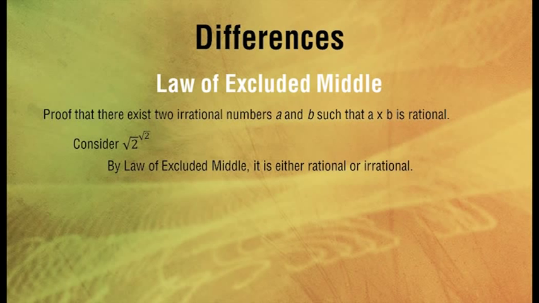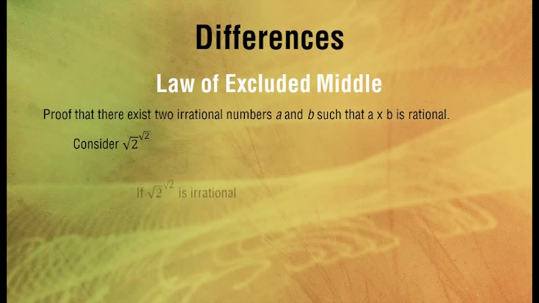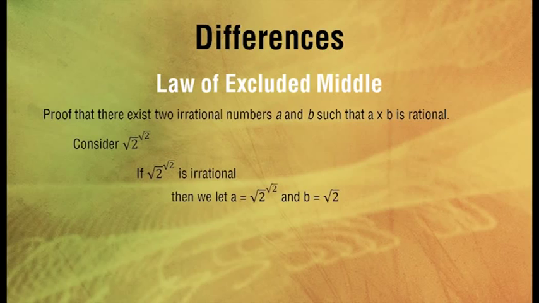If it is rational, the proof is complete, and A equals square root 2 and B equals square root 2. But if square root 2 to the power of square root 2 is irrational, then let A equal square root 2 to the power of square root 2, and B equal square root 2. Then, A to the power of B equals square root 2 to the power of square root 2 to the power of square root 2, which equals square root 2 to the power of square root 2 times square root 2, which equals square root 2 squared, which equals 2.